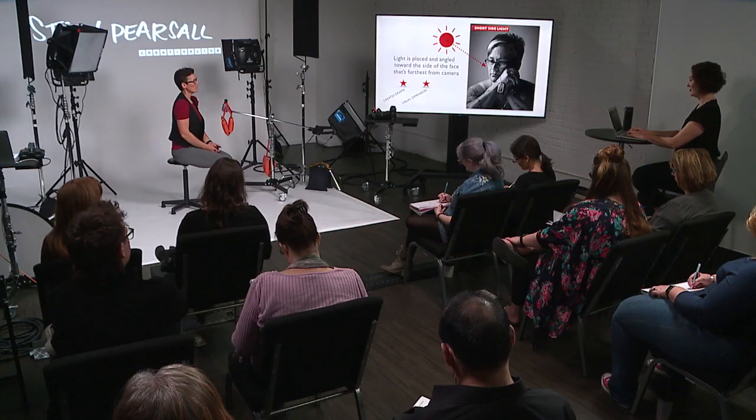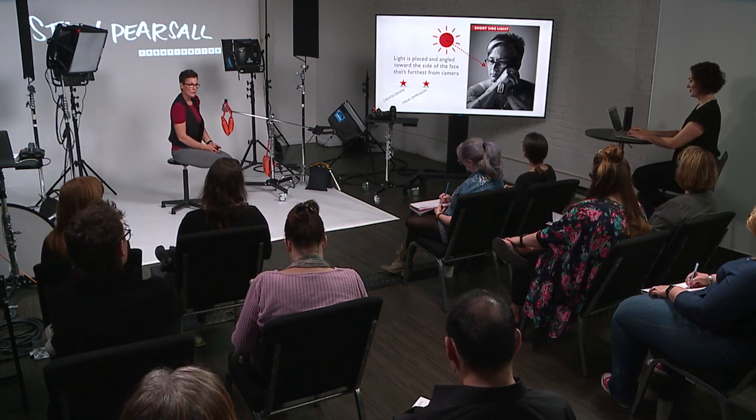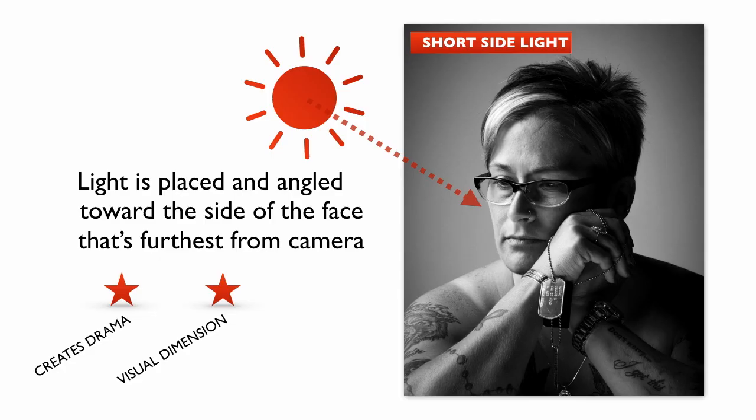Short side lighting is really, really good for creating drama. It adds visual dimension because now you're actually, as the photographer shooting from this direction, shooting into the shadows.